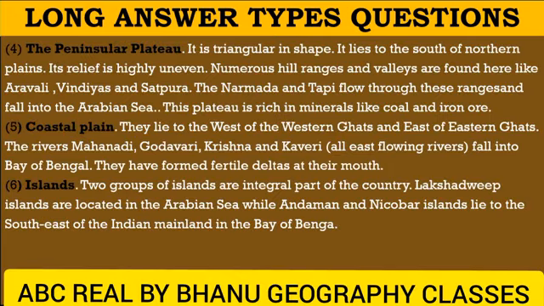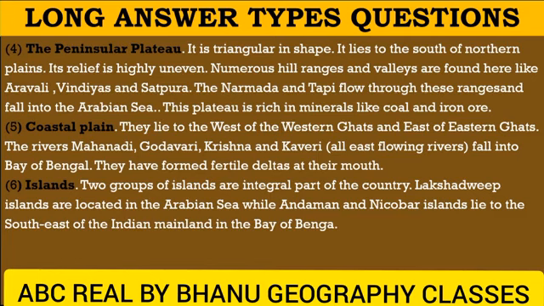Fourth, the Peninsular Plateau. It is triangular in shape. It lies to the south of the northern plains. Its relief is highly uneven. Numerous hill ranges and valleys are found here, like Aravalli, Vindhyas and Satpura. The Narmada and Tapi flow through these ranges and fall into the Arabian Sea. This plateau is rich in minerals like coal and iron ore.